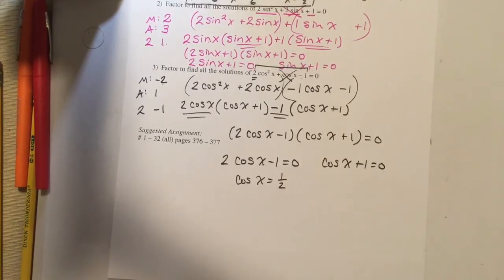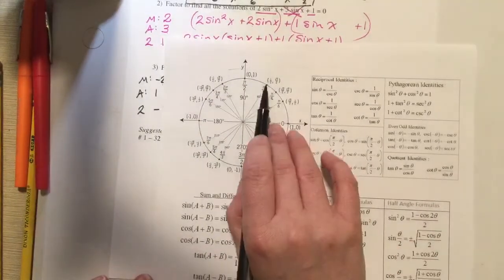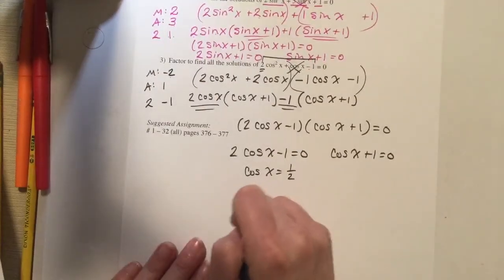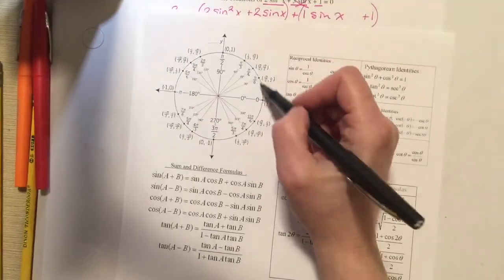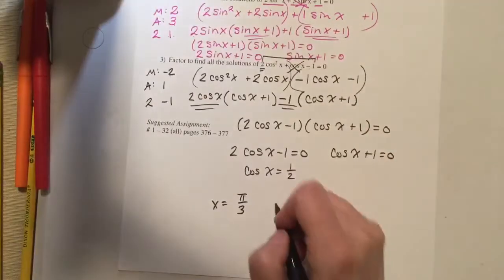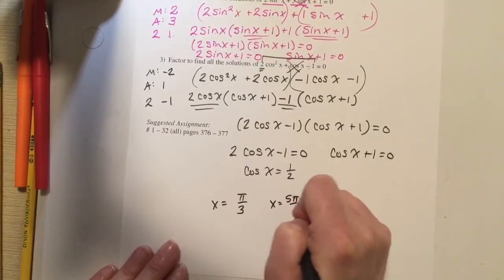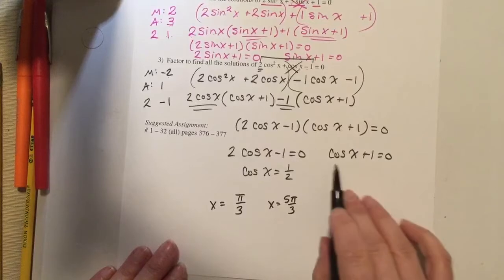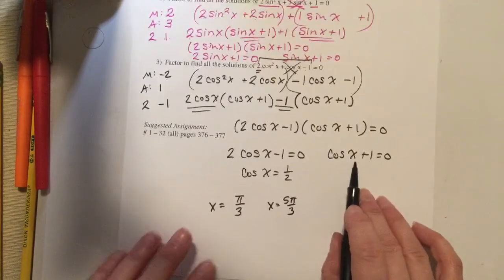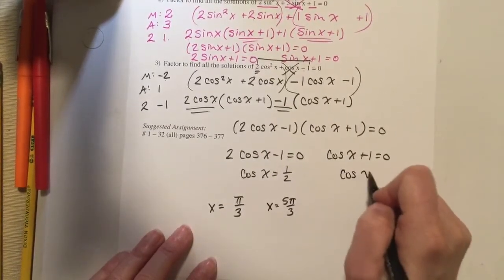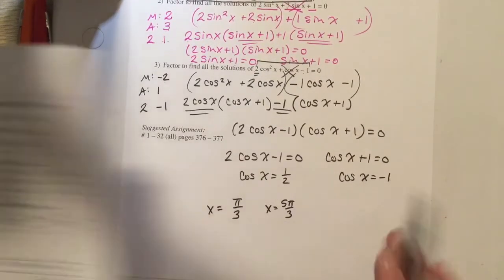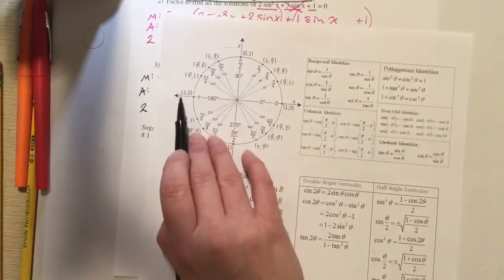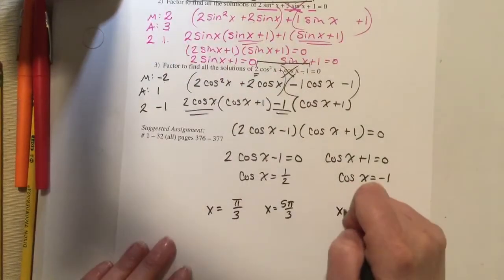So on your unit circle, where is the x value 1/2? The x value is 1/2 at pi over 3. There's one solution. The x value is also 1/2 at 5 pi over 3. Now here, I need to isolate the cosine of x. So if I minus 1, cosine of x equals negative 1. Where on your unit circle is the x value negative 1? There's only one location, and that is at pi.